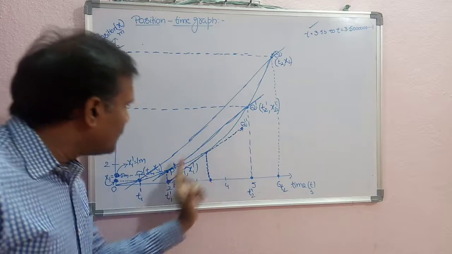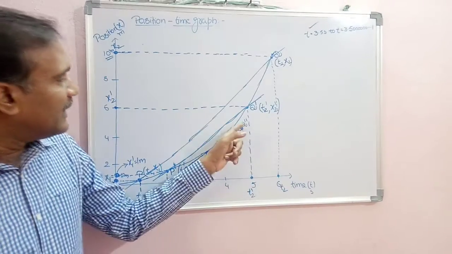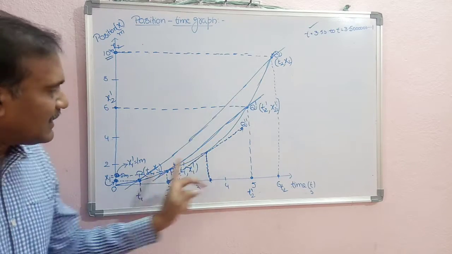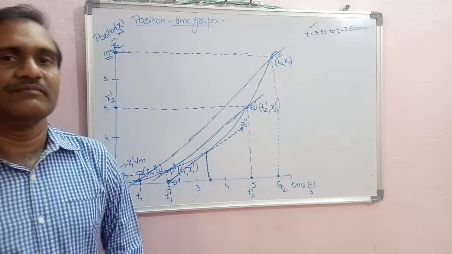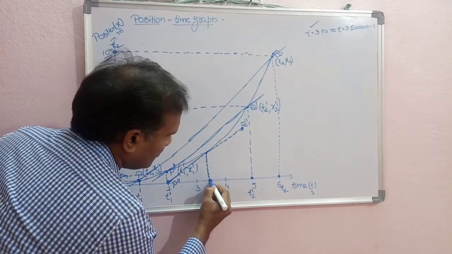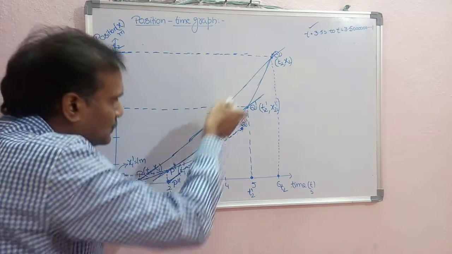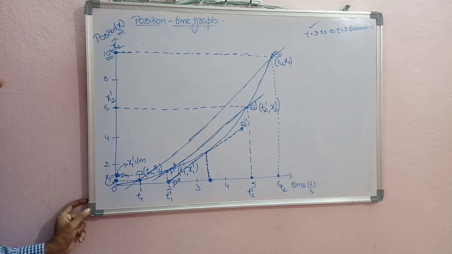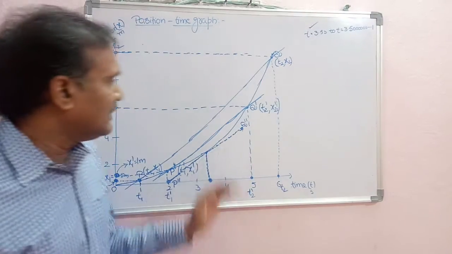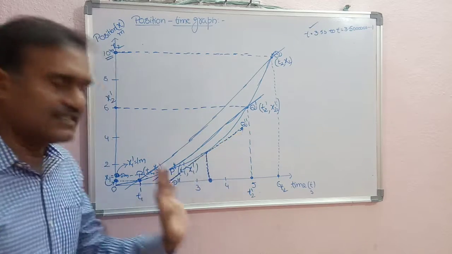How does this line P double dash Q double dash appear to you? It appears like a tangent to this curved path at this time. It appears like a tangent to the curved path. Remember that. Now, I will conclude the concept about this tangent.